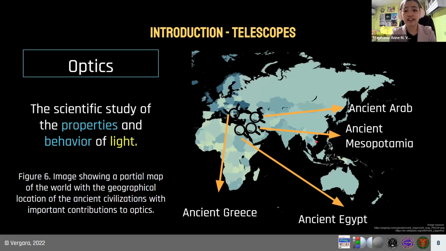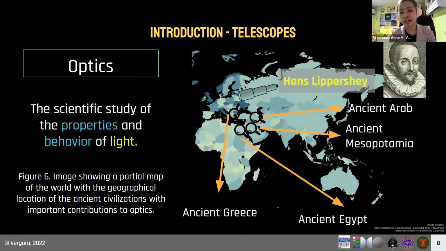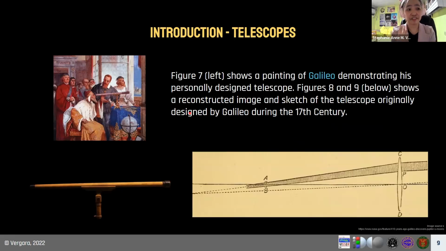Thousands of years later, these scientific discoveries were used by a Dutch spectacle maker known as Hans Lippershey, who received the first patent for the design of a spyglass used for magnification in 1608. A year after, in 1609, Galileo Galilei, seen in this figure here, he's the one standing, is demonstrating his instrument to the Duke of Venice.